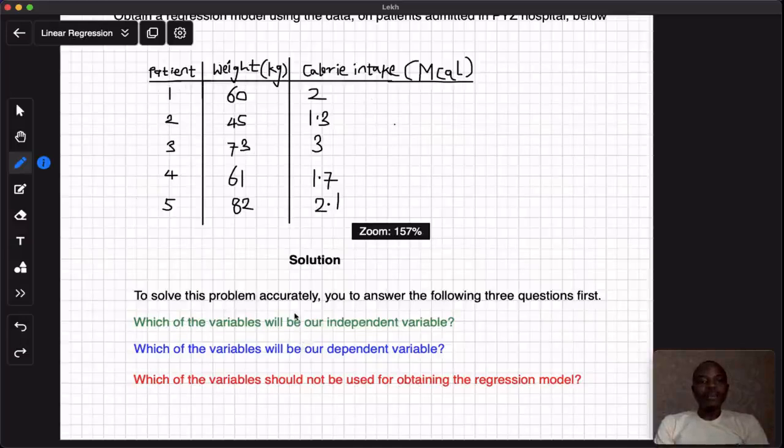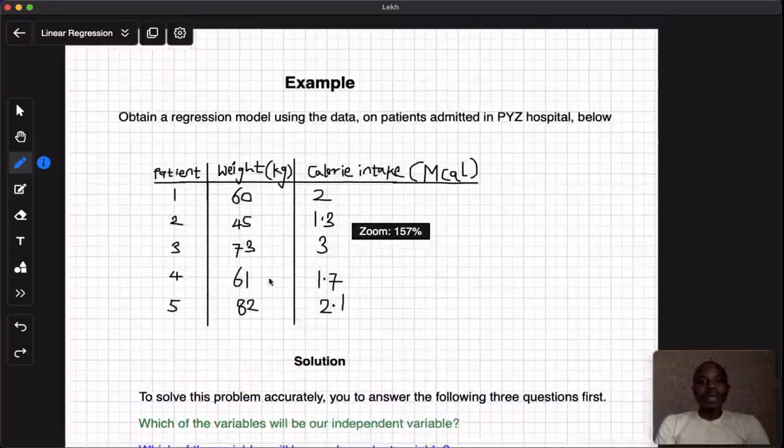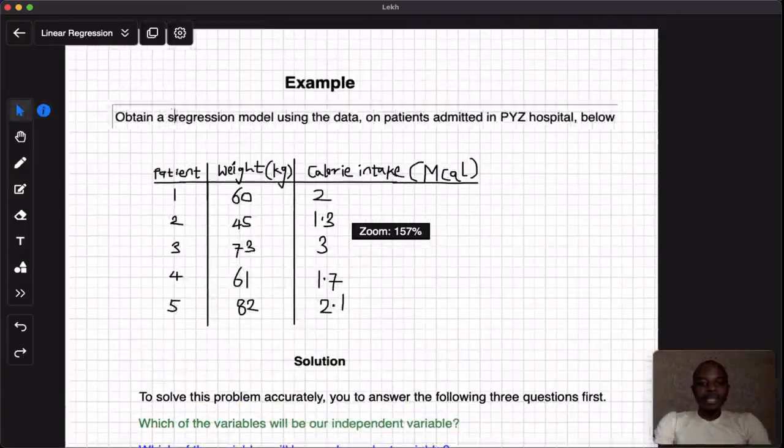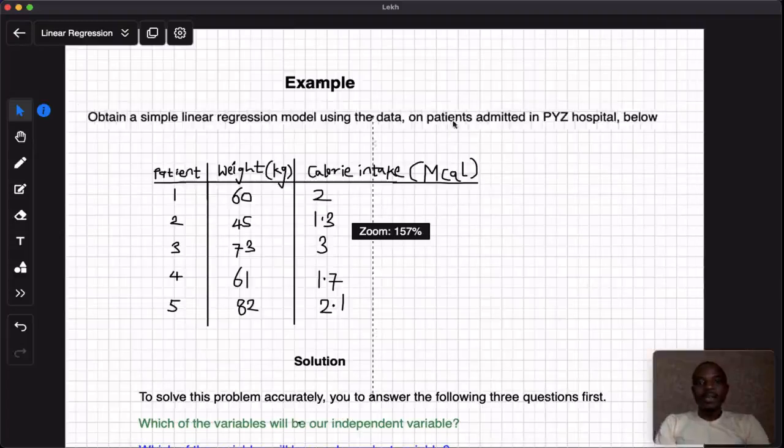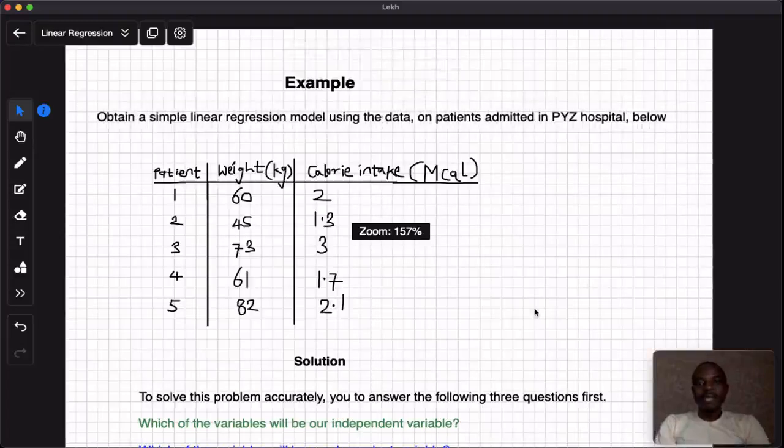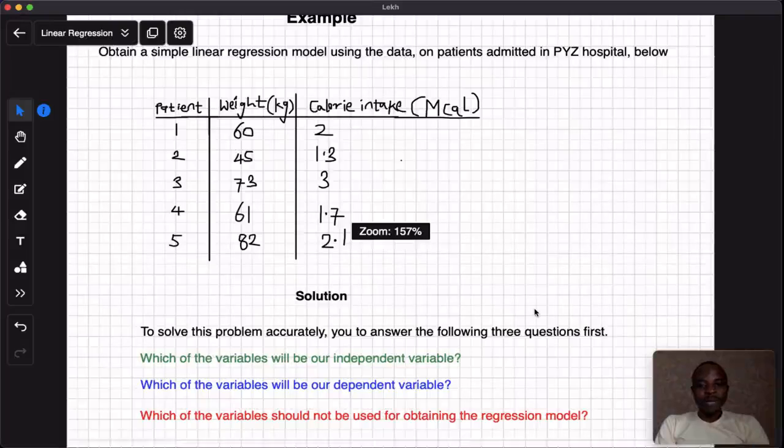Now, which of them will be the dependent variable? The third question is, which of the variables should not be used for obtaining the regression model? Because we want to actually obtain a simple linear regression model using the data on patients admitted in PYZ hospital below. So look at this now.